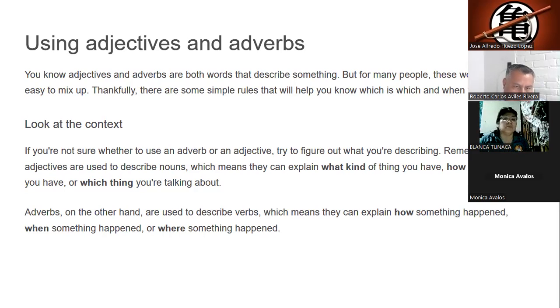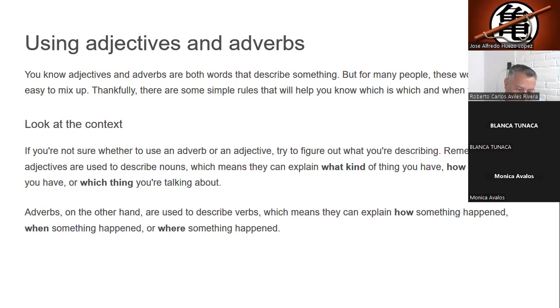Okay, so thankfully, there are some simple rules that will help you know which is which and when to use them. So if you follow these rules, you will understand when to use adjectives and when to use adverbs. So it says, look at the context. If you're not sure whether to use an adverb or an adjective, try to figure out what you're describing. What is figure out? Descifrar, very good.